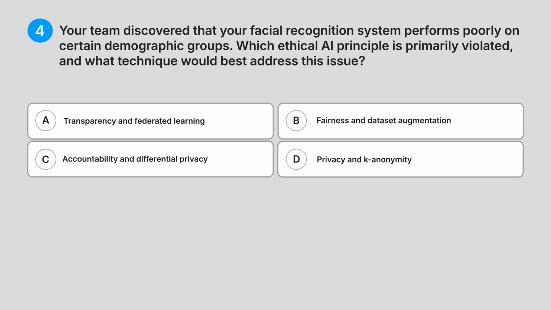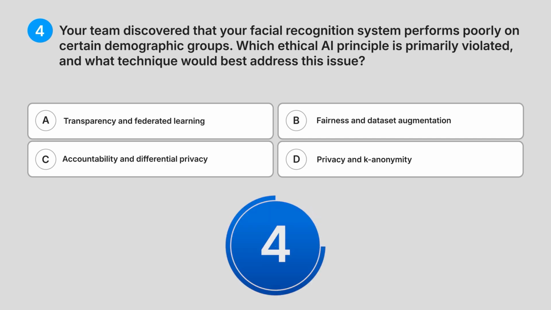A. Transparency and federated learning. B. Fairness and dataset augmentation. C. Accountability and differential privacy. D. Privacy and k-anonymity. Do you know the answer?